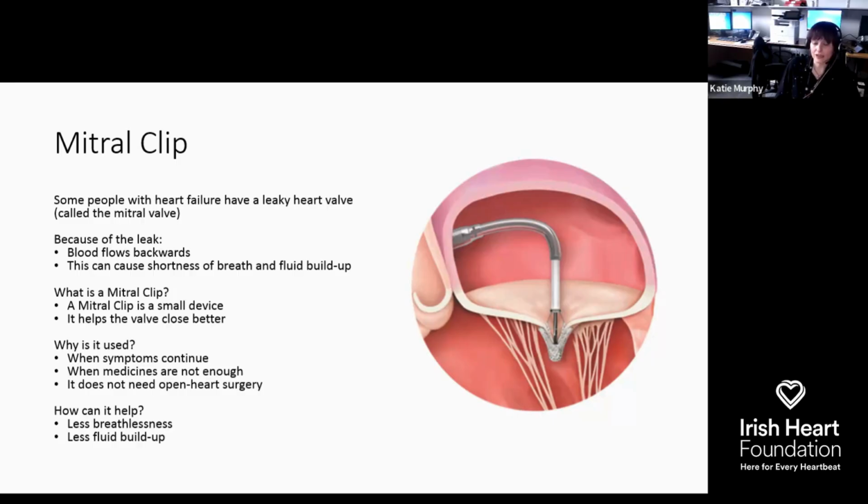And so that can be used in people who are on medicines, but either the medicines aren't doing a good enough job at reducing that leakage, or they still feel very short of breath. You can see if that valve is leaking and see if you're a candidate for the clip.